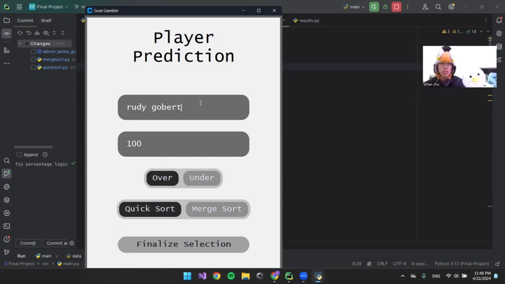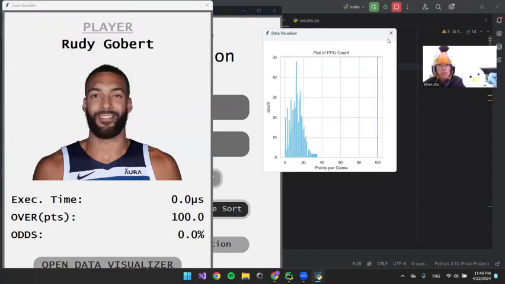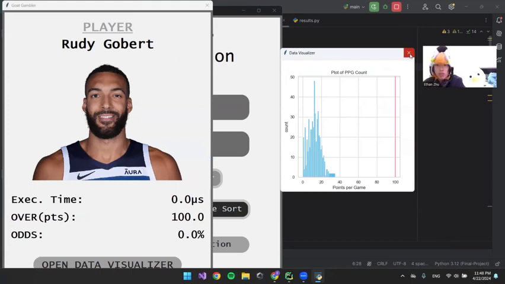So another example, let's say Rudy Gobert. What is the chance Rudy Gobert scores over 100 points? And regardless, we put it in, finalize, it should be 0% before I even turn it in. So here, clearly, this man has never scored anywhere near 100 points. He hasn't even hit 40. So the chance he goes over, 0%. And clearly it took not a lot of time because of the data structure. And it doesn't need to check all those values.